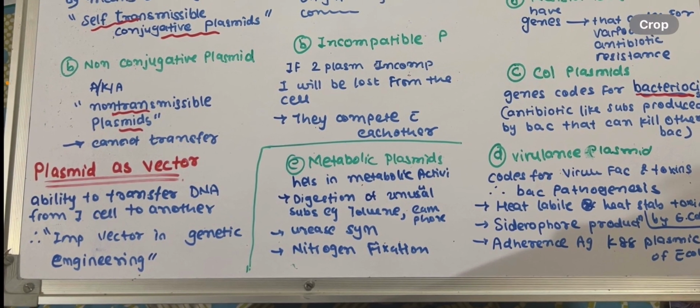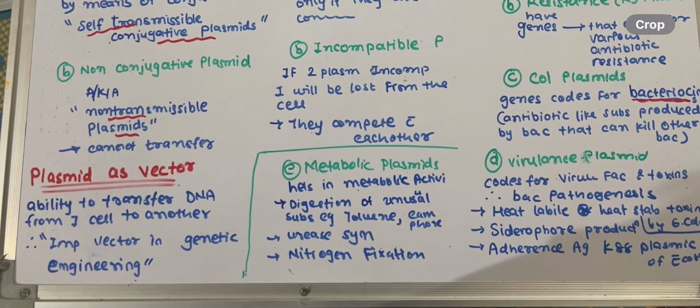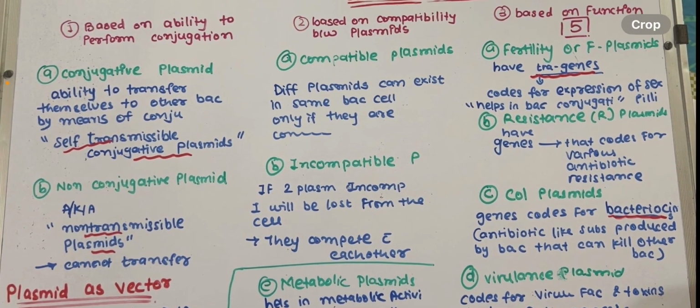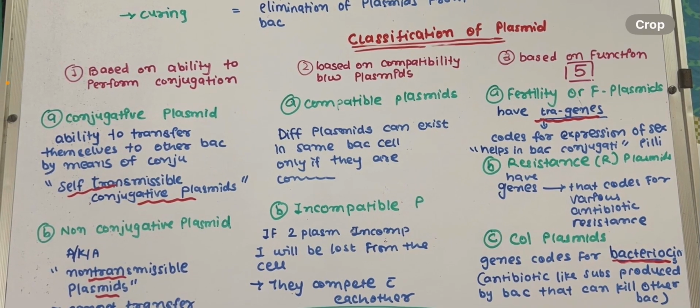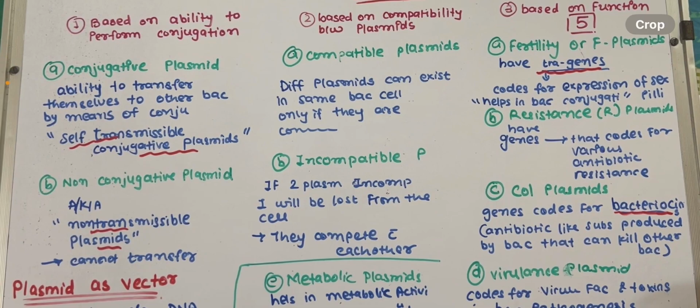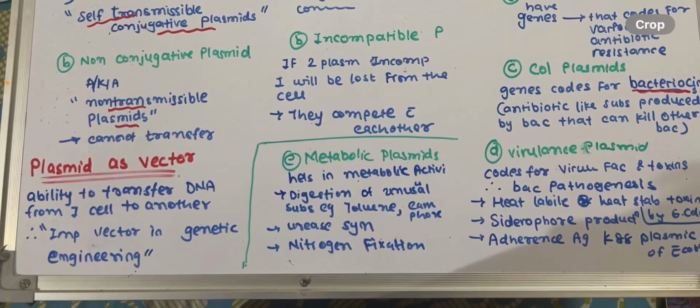Then metabolic plasmid, they will perform some of the metabolic activities, such as digestion of unusual substances such as toluene or camphor, urease synthesis, nitrogen fixation. Okay, these are the 5 types of plasmid function: fertility, resistance, col plasmid, virulence, and metabolic. Now plasmid as vector. The ability to transfer DNA from one cell to another, we will call it a vector. So plasmid is an important vector in genetic engineering.